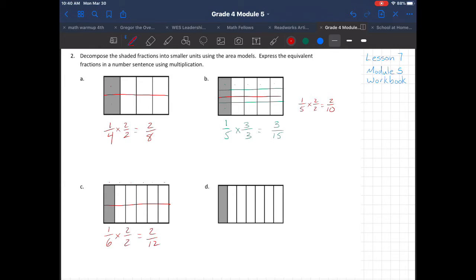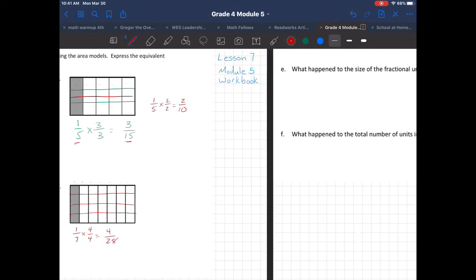Let's see, for D, I'm going to get fancy and break it up into even smaller pieces. So originally shaded, I have 1, 2, 3, 4, 5, 6, 7. So this is a 7th, and I made this into 4 times as many pieces. There we go. Again, it does not matter how you chose to break these up as long as your first fraction and your second fraction match.